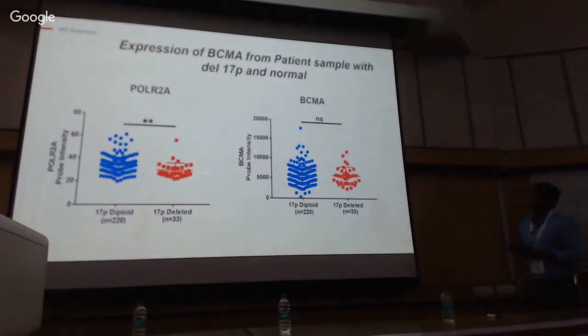So now the question is, when we have 17p deletion, we have less polymerase 2A. So it's very obvious that we should check whether the BCMA level goes down or up. We should not see a low BCMA, so that we cannot target it. So we see that there is no difference in BCMA, however, the polymerase 2A significantly goes down.